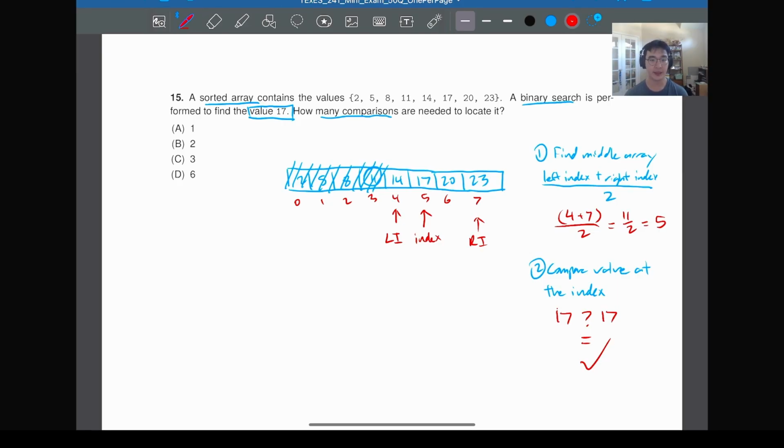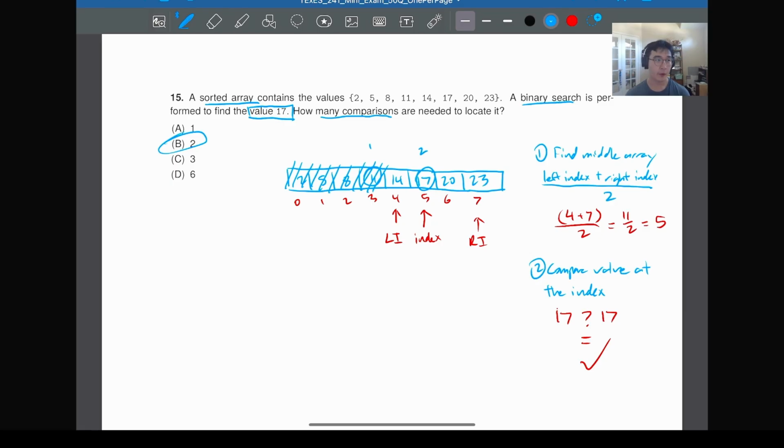Basically, how many times did we do step 2? Well, we compared first the 11, and then we compared the 17, right? So this is the first comparison, second comparison. So that was 2 comparisons.